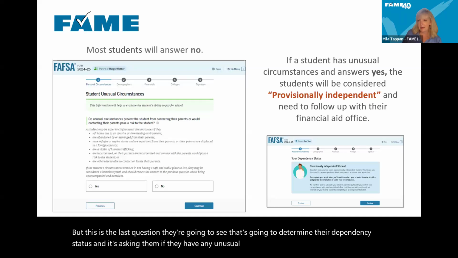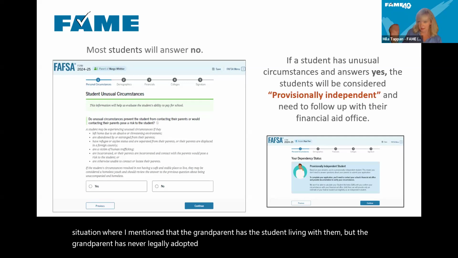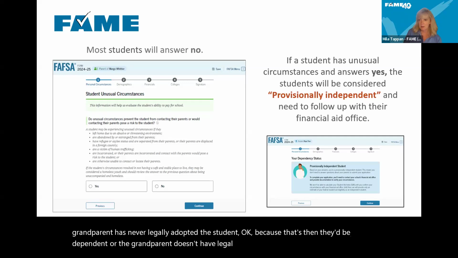So let's go back now to the situation where I mentioned that the grandparent has the student living with them, but the grandparent has never legally adopted the student, because then they'd be dependent, or the grandparent doesn't have legal guardianship, in which case the student would automatically be independent.